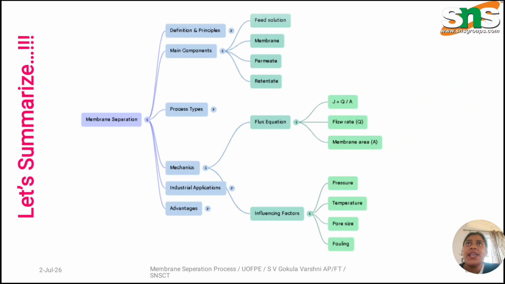To summarize, we learned that membranes are selective barriers used to separate different components of liquid or gas. We discussed the four major membrane processes: micro, ultra, nano, and reverse osmosis. We understood the working principle involving feed, pressure, permeate, and retentate. We also examined the major factors affecting membrane performance and explored the important industrial applications. Overall, membrane separation is considered one of the most efficient and sustainable separation technologies used in modern industry.